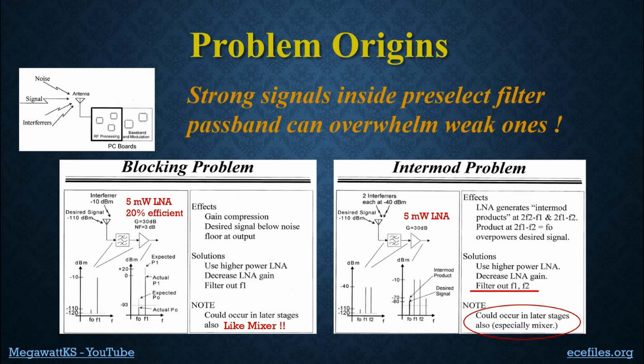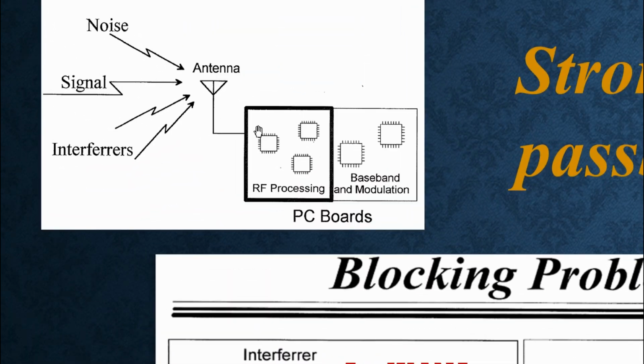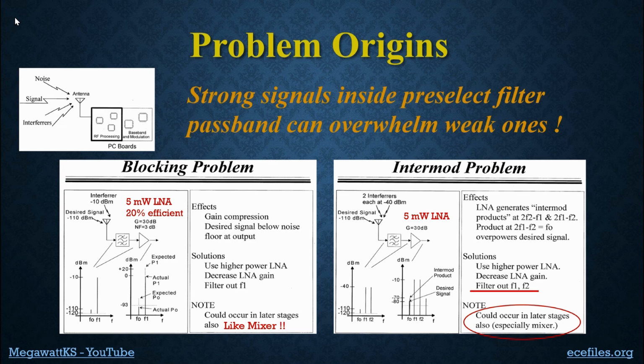Here's the origin of the problem. We've got a radio receiver with an antenna. And what's coming into that antenna is the signal we want, and interferers, all those other stations that we don't want, as well as background thermal noise. And it's the job of the radio receiver's processing circuits to pull out that very weak signal in the midst of all this other stuff. Well, there are many ways for that to go wrong, but we're going to talk about two of the more fundamental ones here in this slide. One is what's called the blocking problem, and then we'll get to that intermod problem.